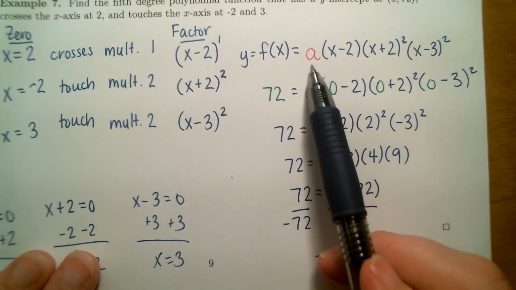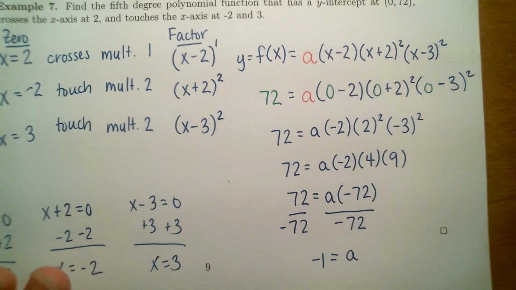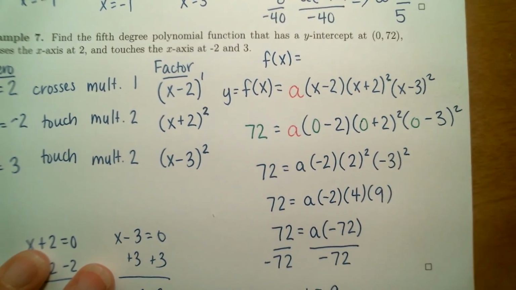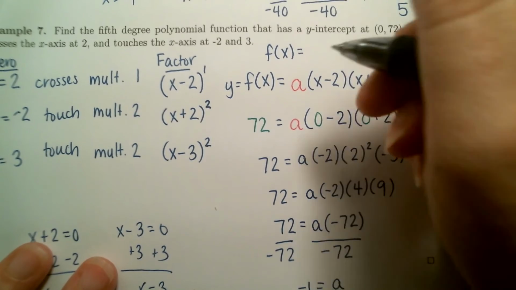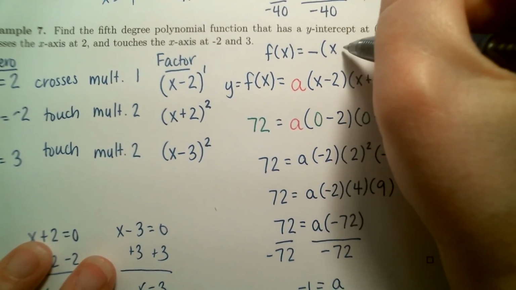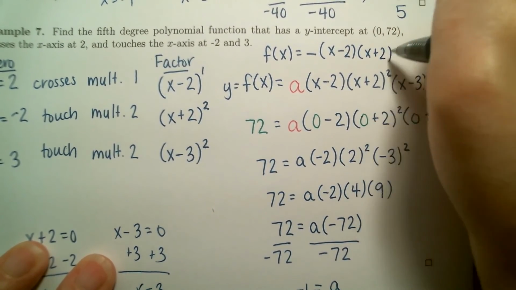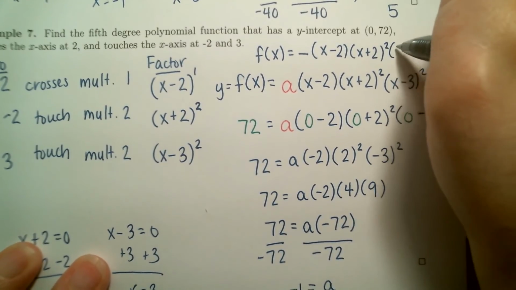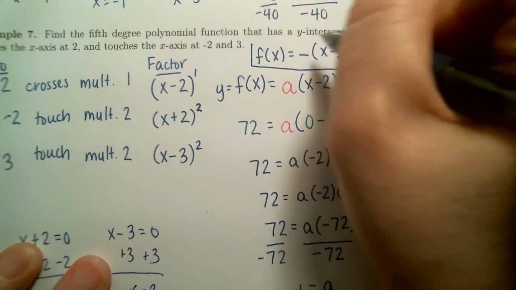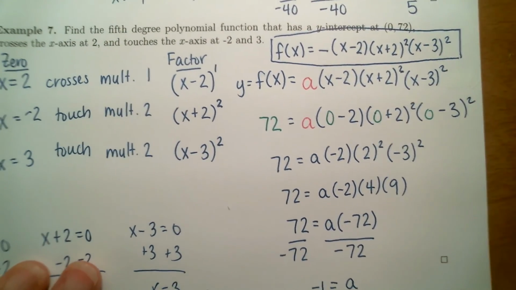So you need to come back up here. This is the formula you had built. But now you've got to plug in the specific a value. So our final answer is going to be f of x is equal to a, which is negative 1, so we can just put a negative sign, times x minus 2 times x plus 2 squared times x minus 3 squared. Here's your final answer. Now let's go check out the calculator and see if this fixed our problems.